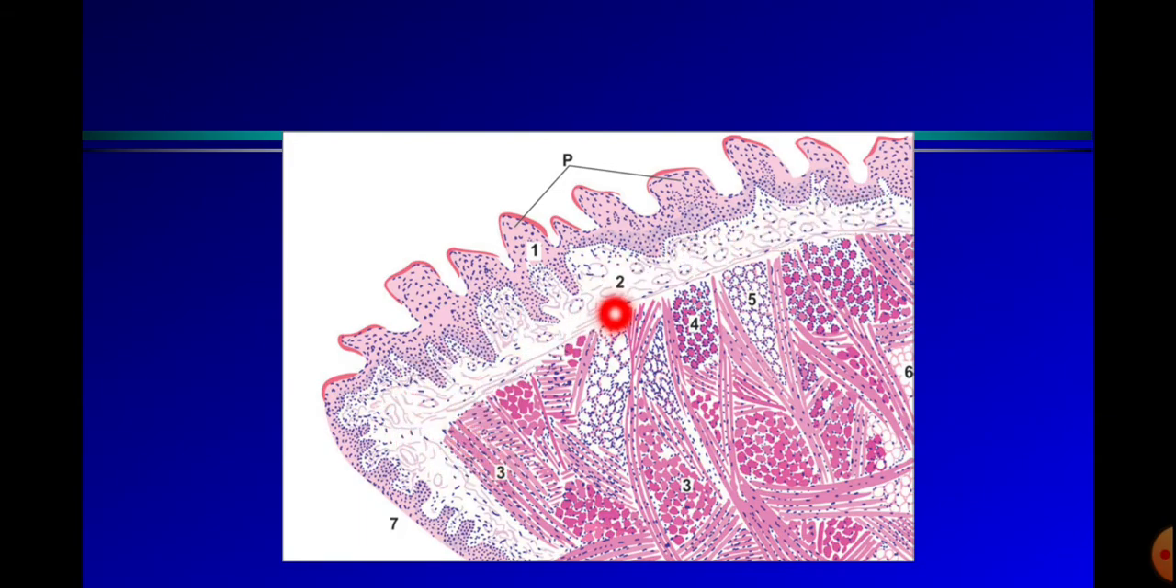Okay, so here this number 2 is showing the connective tissue. Underlying the connective tissue, one can find a number of muscles, as the tongue is a muscular organ. Some of these muscles are running longitudinally, some are running transversely. We know that these include the superior longitudinal bundle and inferior longitudinal bundle, some transverse muscles, and some vertical muscles.